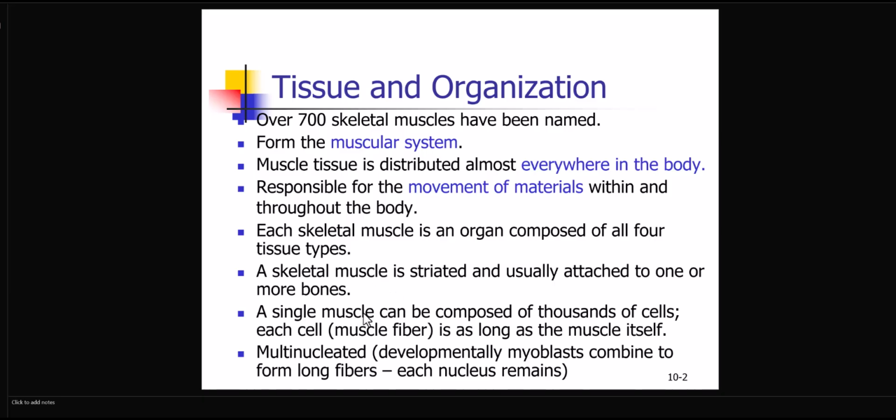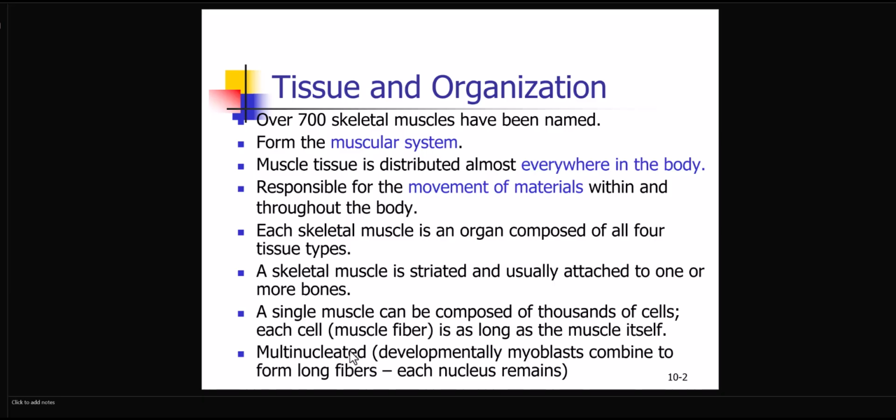A single muscle is composed of thousands and thousands of cells. Each cell is itself called a muscle fiber. And as we're talking in this particular slide mostly about skeletal muscle, when you see a muscle, the cells in that muscle are as long as the muscle is. So if you have a 12-inch muscle, the cells in that muscle are also 12 inches long.